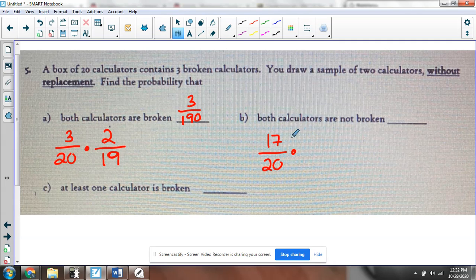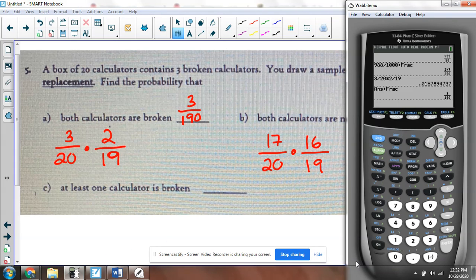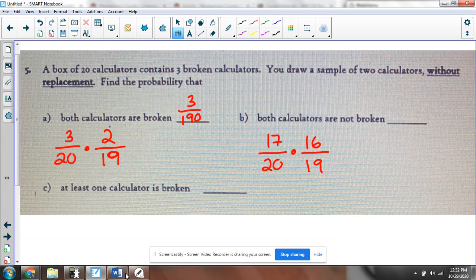And then we take a non-broken calculator out. So there are 16 non-broken left and 19 altogether. So this is going to be 17 divided by 20 times 16 divided by 19. We get math, enter. That's going to be 68 over 95.